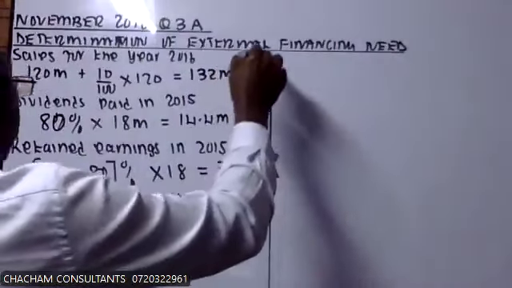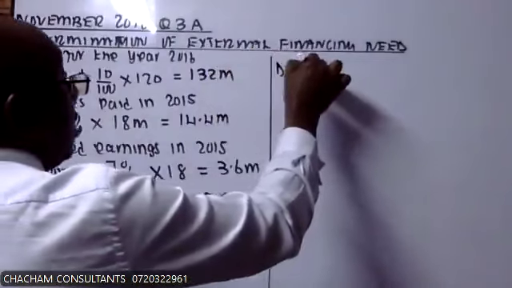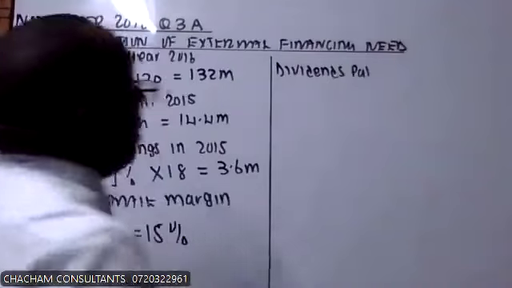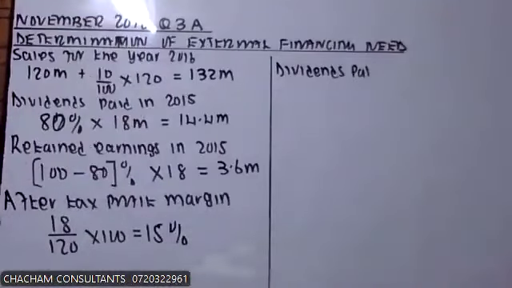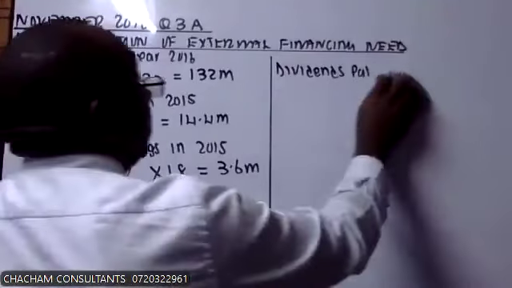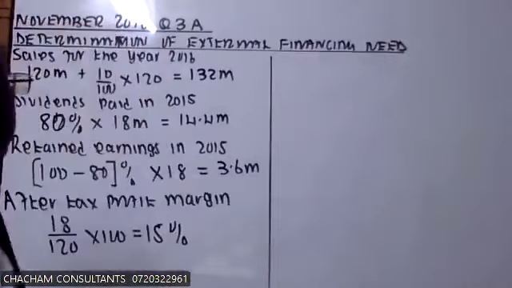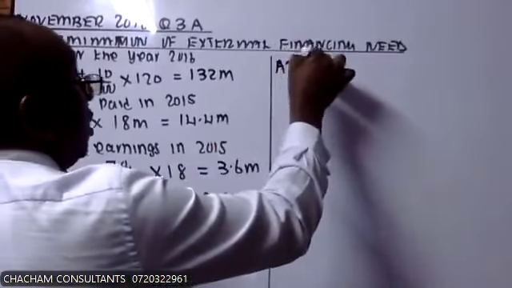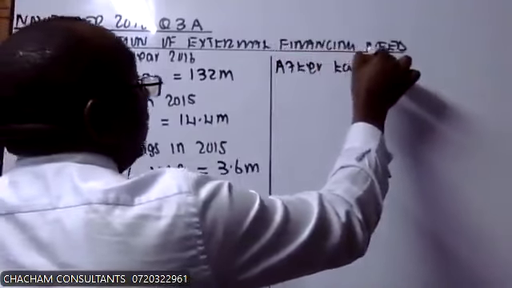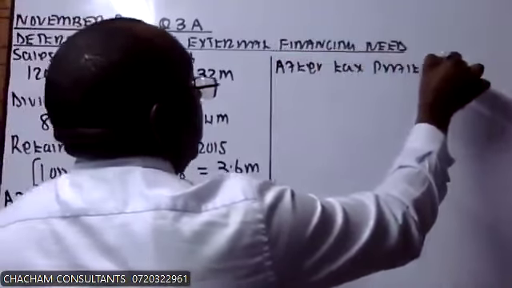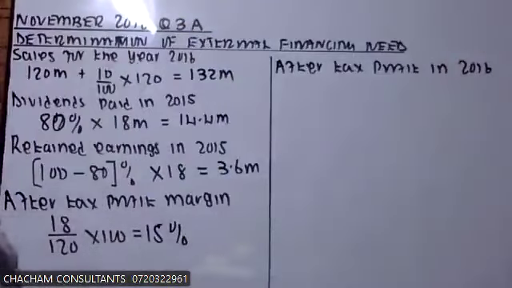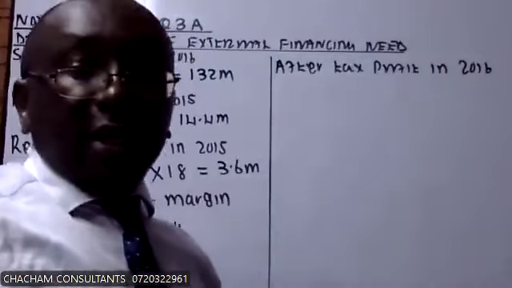So with that, we can also proceed on and talk of dividends paid. No. Before we get dividends paid, we have to get the after-tax profit in 2016.